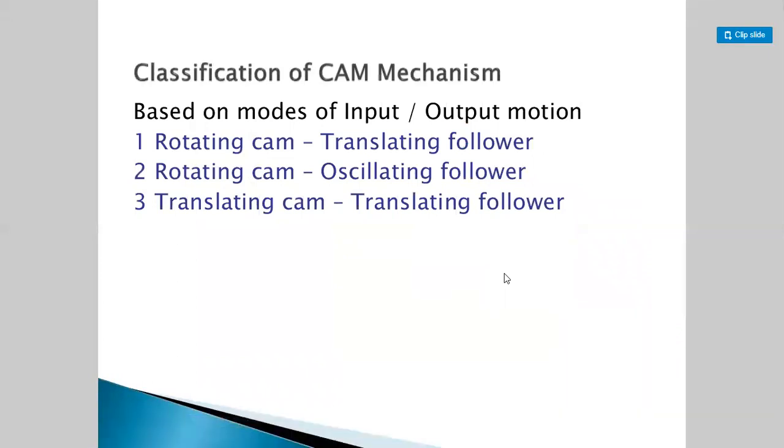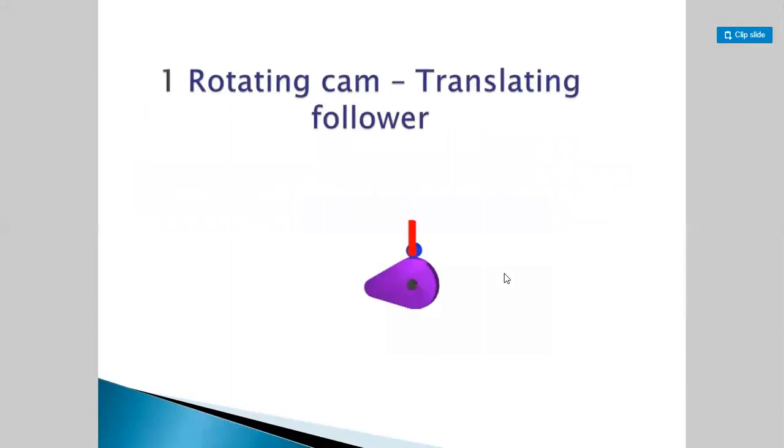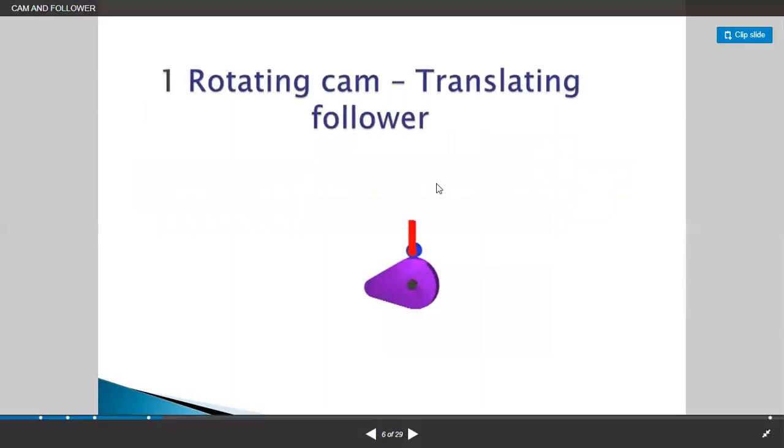Classification of cam mechanisms. Based on the modes of input and output motions, cam mechanisms can be classified into three: rotating cam with translating follower, rotating cam with oscillating follower, and translating cam with translating follower. In the rotating cam and translating follower, the disc is called the cam, which rotates in rotary motion, and the follower based on the cam is translating, or you can say it has a reciprocating motion, or a lift.